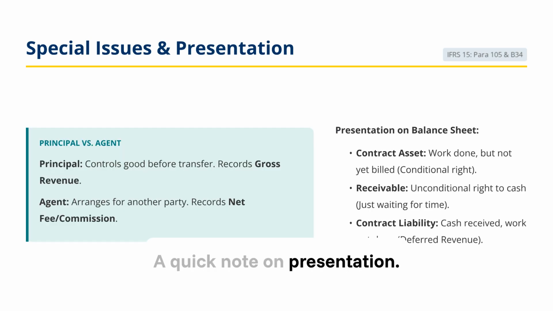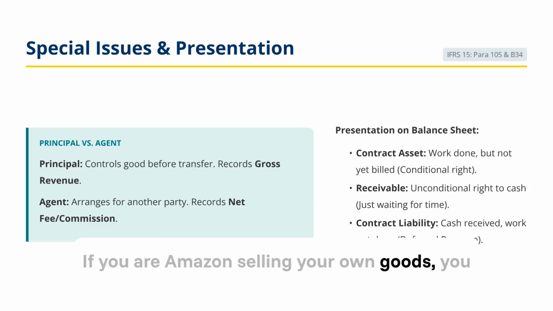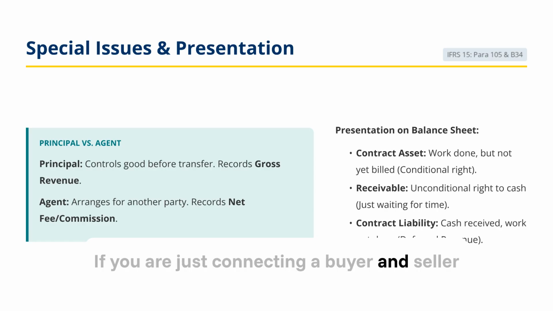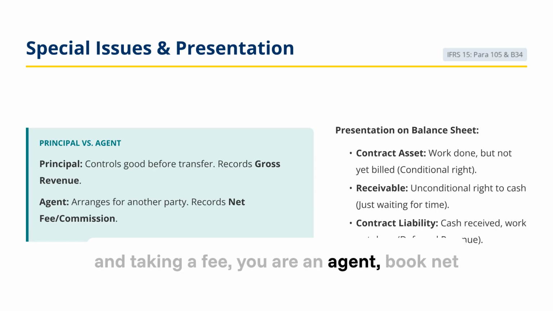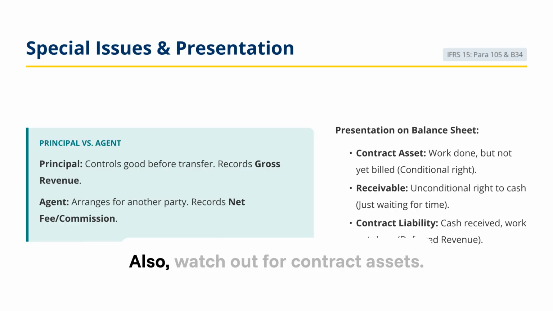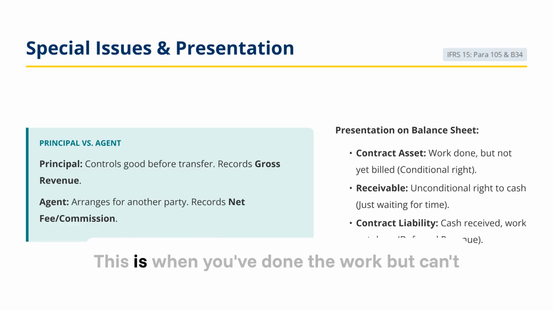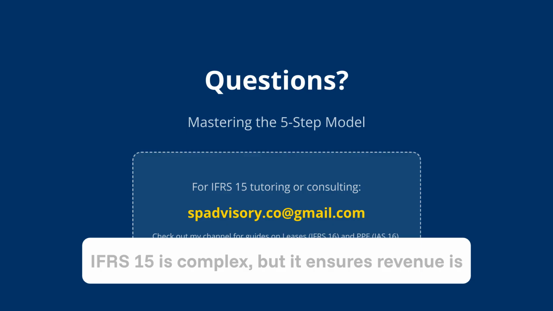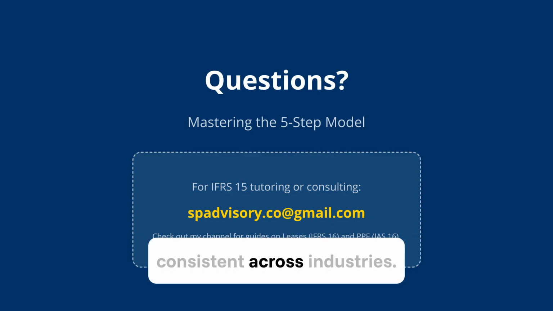A quick note on presentation. Principal versus agent. If you are Amazon selling your own goods, you are a principal, book gross revenue. If you are just connecting a buyer and seller and taking a fee, you are an agent, book net commission. Also, watch out for contract assets. This is when you've done the work but can't bill the client yet. It's different from a receivable. IFRS 15 is complex, but it ensures revenue is consistent across industries.